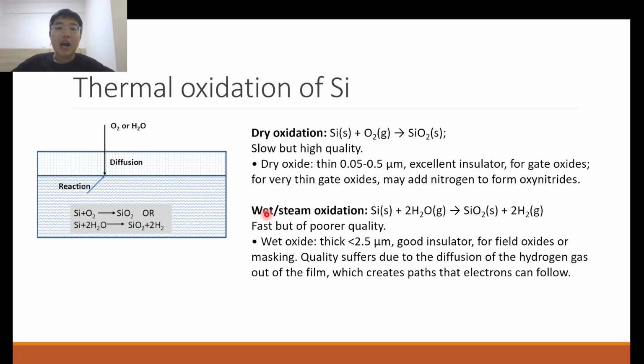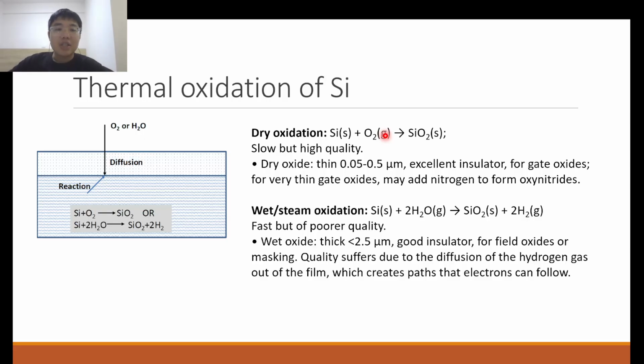Okay, so now I will cover the overview of thermal oxidation of silicon. There can be two kinds of thermal oxidation of silicon. The first one is dry oxidation, where you're simply oxidizing the silicon in an oxygen environment. This tends to occur more slowly. However, the oxide growth is of high quality. Because of its high quality, it's excellent for gate oxides, which tend to be very thin. We do not want a layer of oxide full of defects when you're using it as a gate. As we mentioned earlier, it can cause leakage, electric breakdown, and so on. It's also possible to add nitrogen in the atmosphere while oxidizing to form oxynitrides.